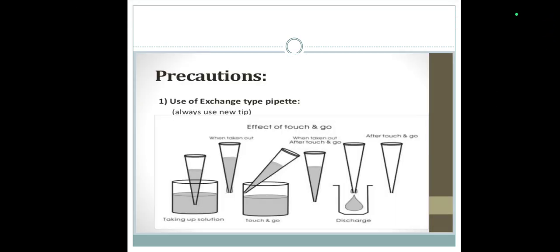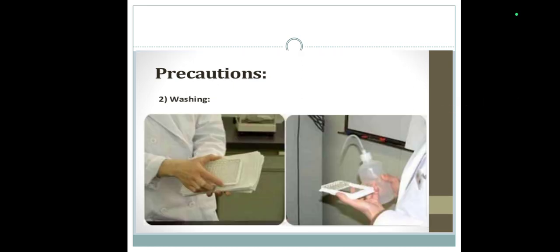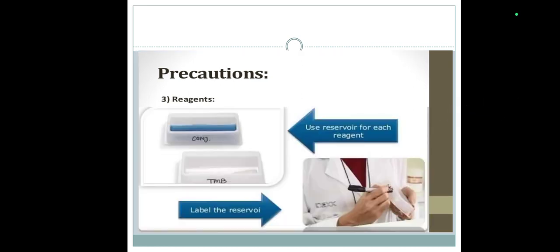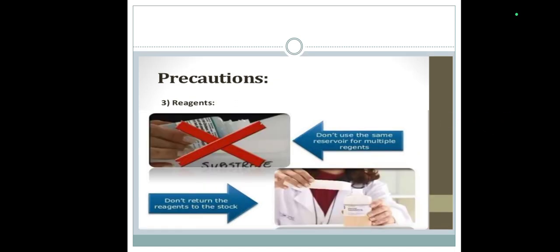Here are the precautions while doing the ELISA test. First is the use of exchange-type pipette. Always use a new tip. Washing reagents, use a reservoir for each reagent, label the reservoir. Don't use the same reservoir for multiple reagents. Don't return the reagents to the stock.